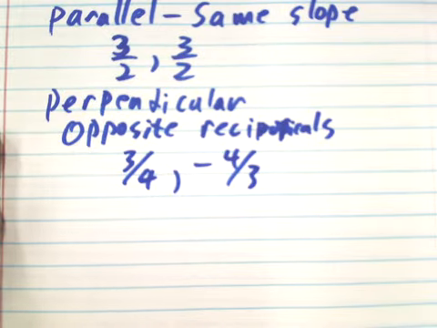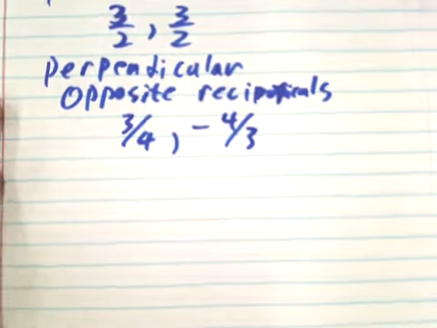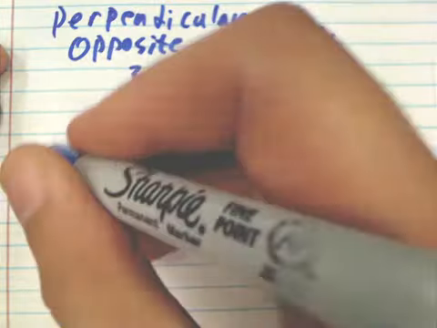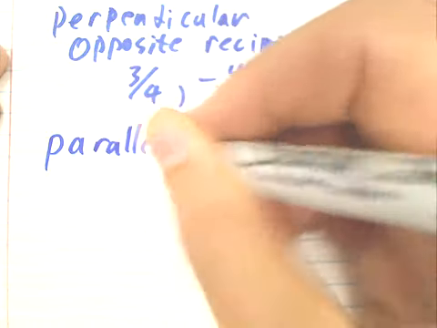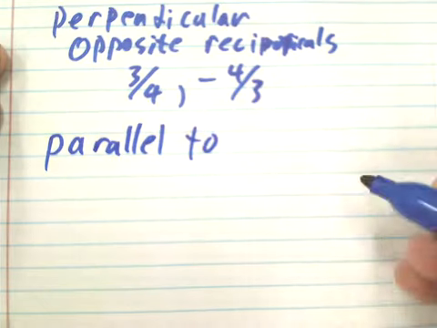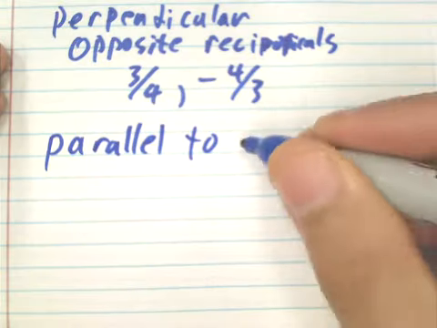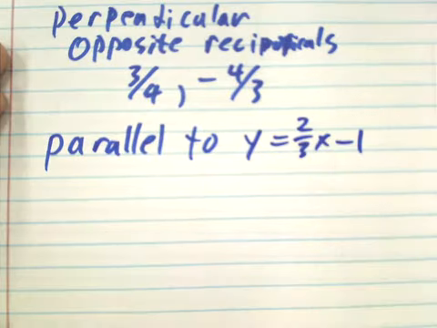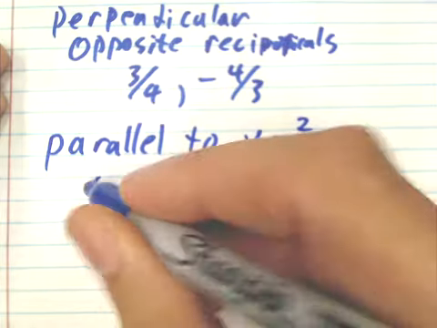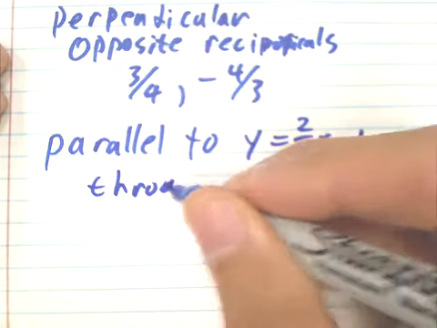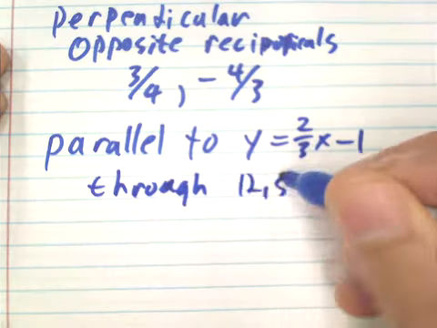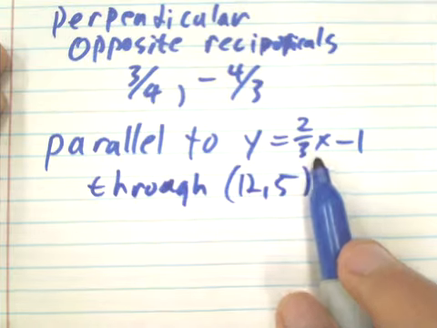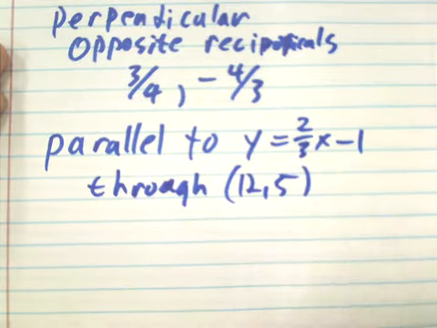So a problem that you'll see in this section: a problem might say, look, I want the line that is parallel to, let's say, y equals 2/3 x minus 1, and it goes through the point (12, 5). Okay, well, if it's parallel to this line, then the slope is 2/3, and there's a point on the line. I could just use point-slope form.